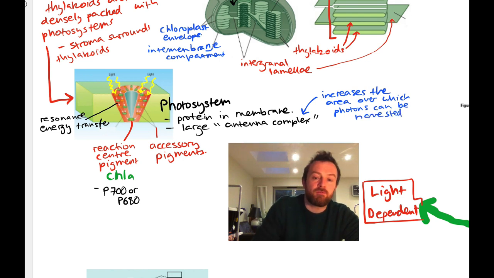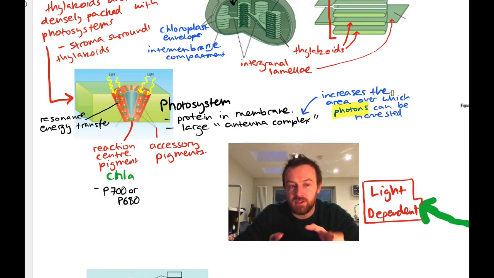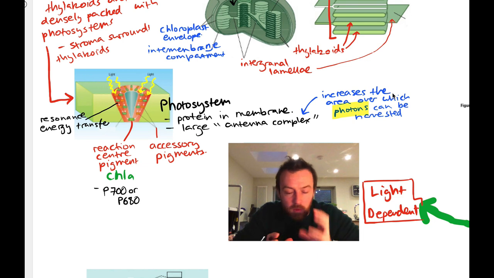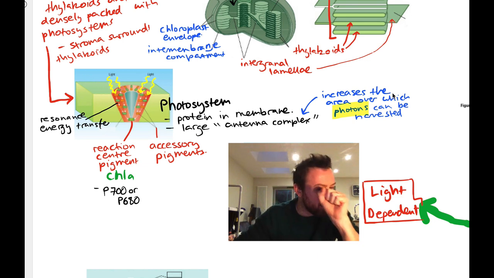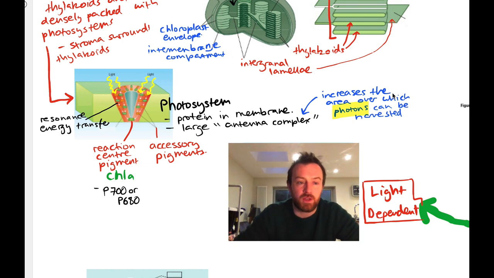I have been using this word photons. Hopefully you know it. A photon is a particle of light, okay? Light can be considered as particles. In this instance, it can also be considered a wave, but in this instance, we're thinking of it in terms of little packets of light energy, and that's what a photon is. It's a packet of light energy.